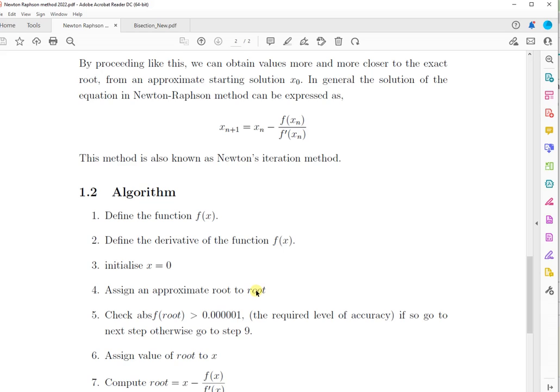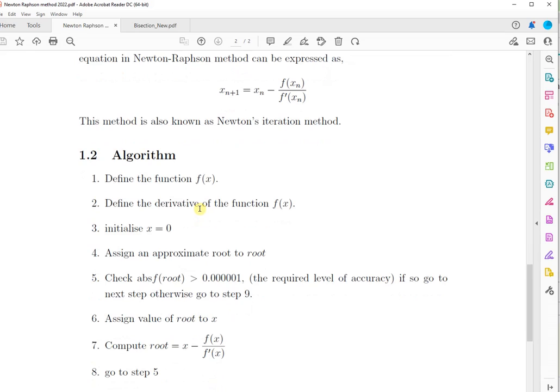Now let us see how we can write the algorithm of this particular program. First of all, we have to define the function f of x. Also we have to define the derivative of this function. That is f of x and f dash of x. Both should be known. Initialize x is equal to 0. Assign a root, so we can assign a value to the root.